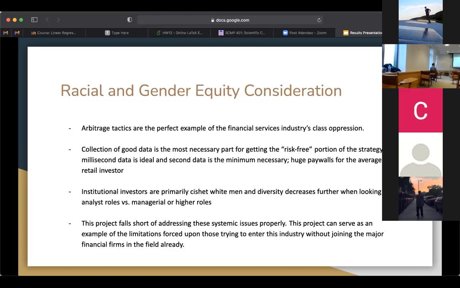And then institutional investors are already primarily cishet white men, and diversity is even worse if you're looking at the C-suite or higher up roles in the industry. So this is essentially a strategy for the rich and for the people that aren't bothered by systems of oppression and actually benefit from it highly. And this project doesn't really address these systemic issues at all.